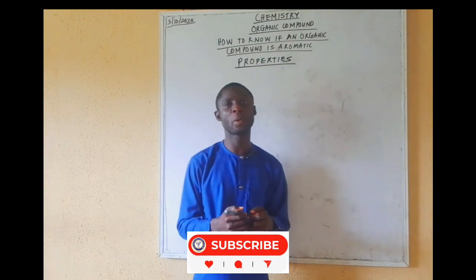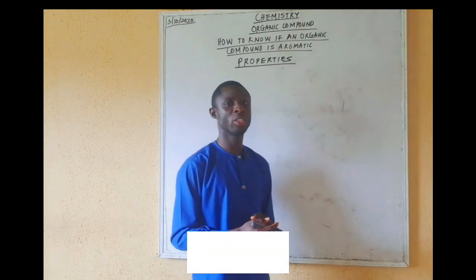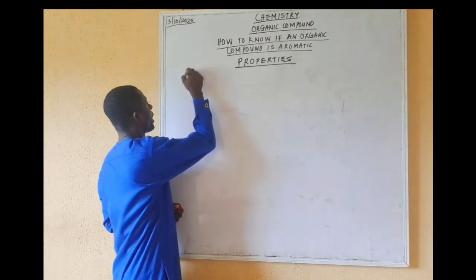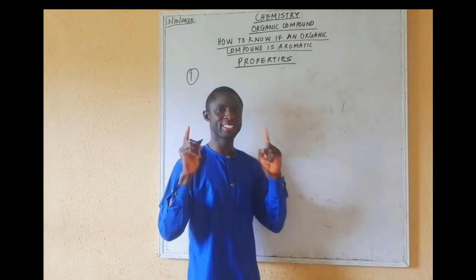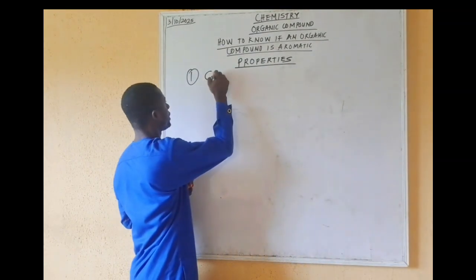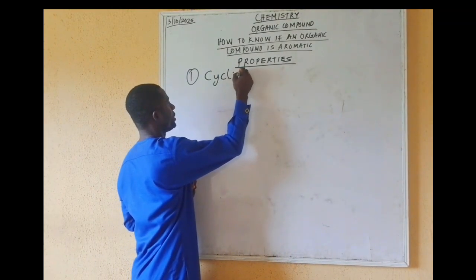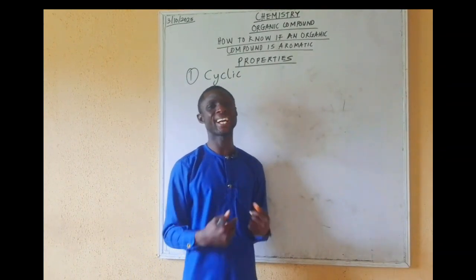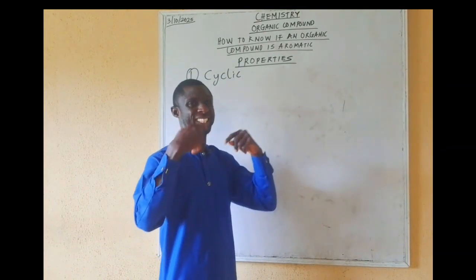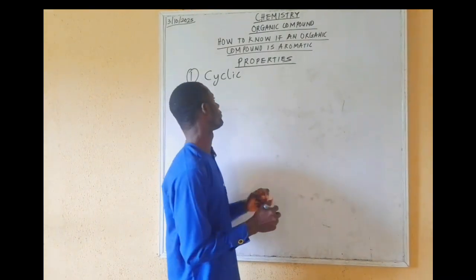The first property that I want to mention is that for an aromatic compound to be aromatic, it must be cyclic. It must be a cyclic compound, or I can say it must be a compound that's in a ring form.